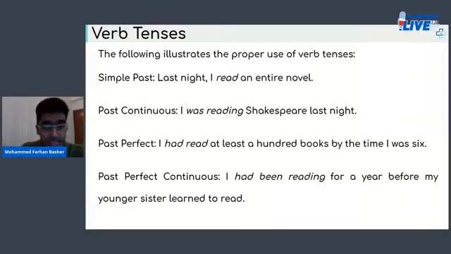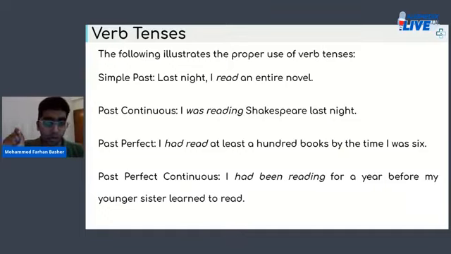So take a look at this sentence. I had read at least 100 books by the time I was 6. So the first part of the sentence is in the past perfect tense. When you use the verb had as the helping verb followed by the main verb, you are basically designing a sentence in the past perfect tense. So I had read at least 100 books by the time I was 6.